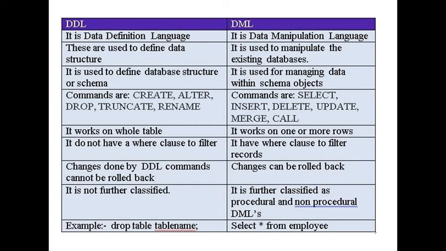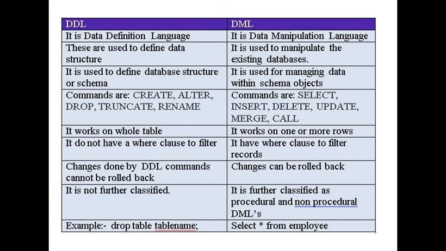You can see the examples here. DDL commands are create, alter, drop, truncate, rename, all these things. DML commands are select, insert, delete, update, merge, call, everything. DDL works on the whole table, whereas DML works on one or more rows. DDL does not have a where clause to filter, whereas DML has the where clause to filter records, that is, to set the criteria.